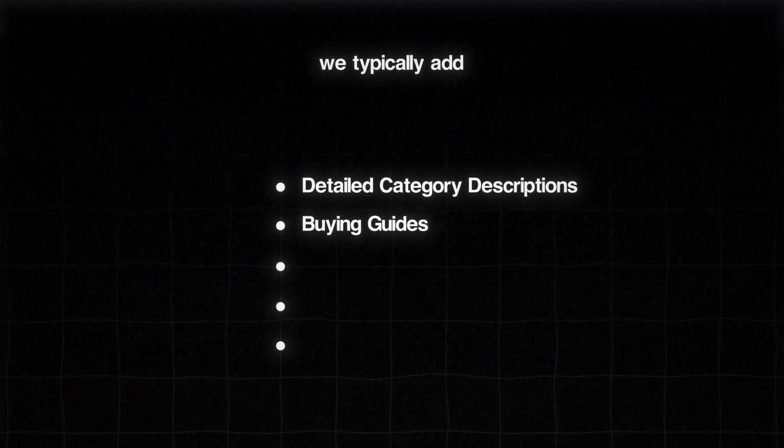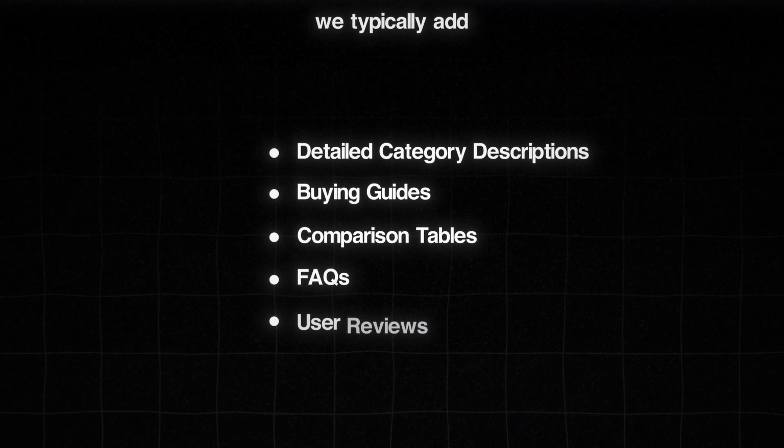Most brands don't even add content to the category pages, they simply optimize the URL and the title tag. Again, another big mistake. You need detailed, valuable content on these pages, not just for Google, but also for your customers. We typically add detailed category descriptions, buying guides, comparison tables, FAQs, user reviews. All of this content goes below your product listing so it doesn't interfere with the shopping experience and affect your conversion rate. Let me show you a real example.